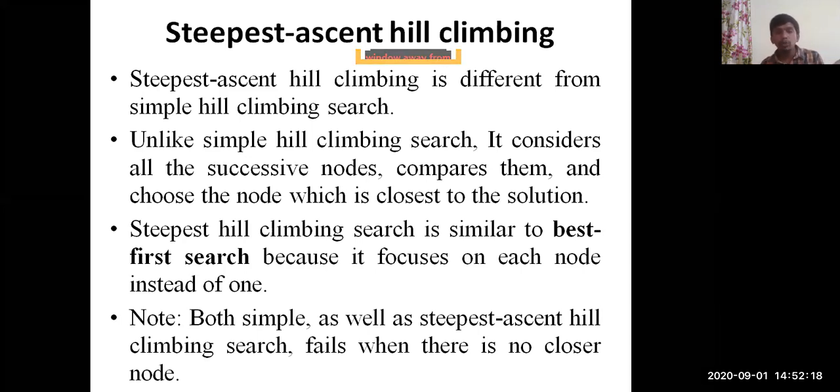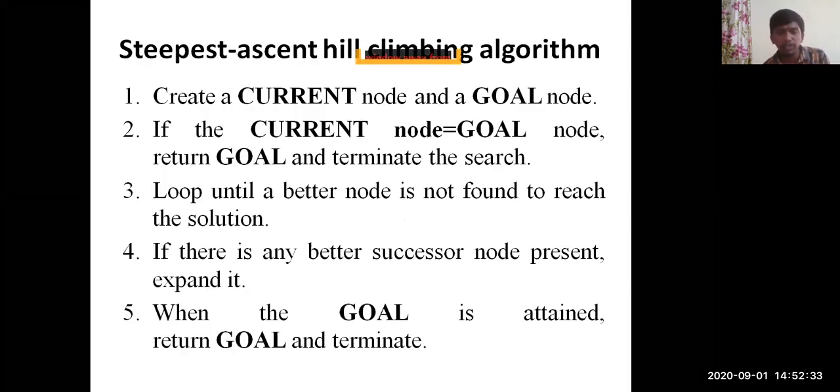Compared to both, the steepest and simple algorithms both fail when there is no closer node. If there is no closer node, both of these algorithms will fail, and we need to move to the other 2 algorithms. So this is the algorithm for your steepest ascent hill climbing, guys. Here you have 5 steps.